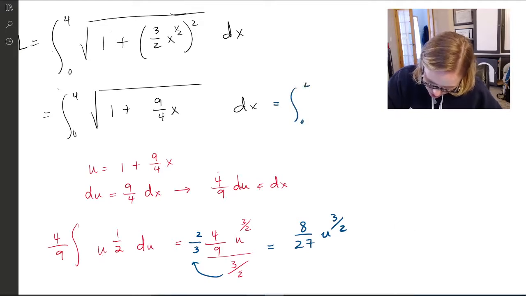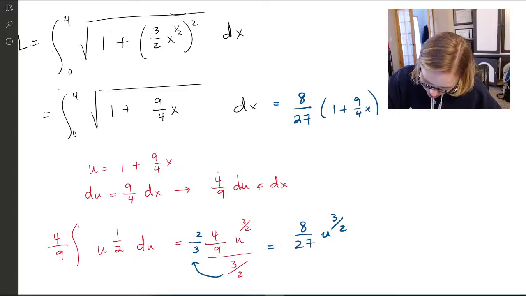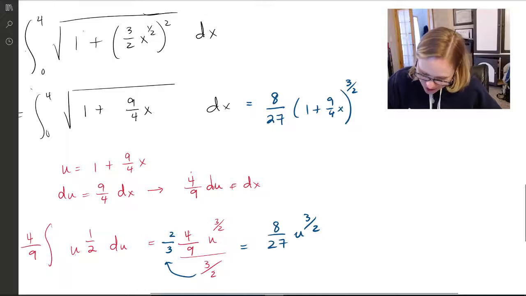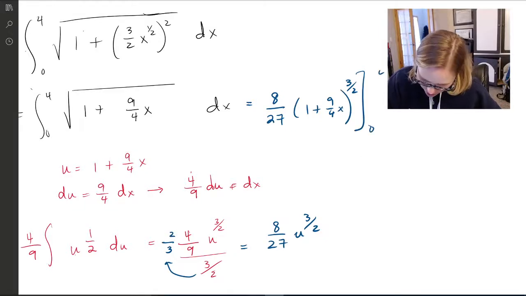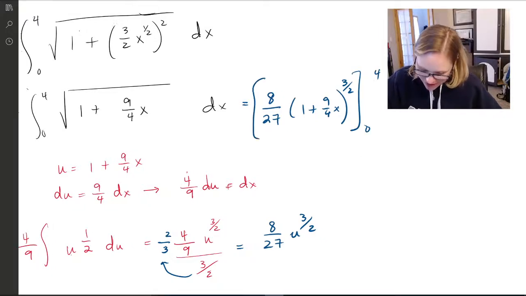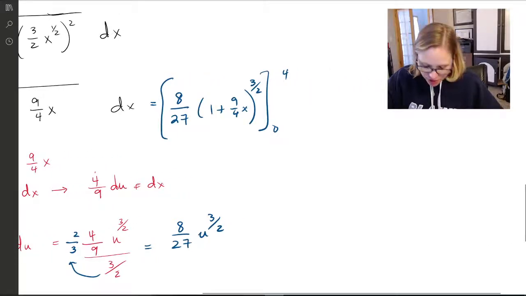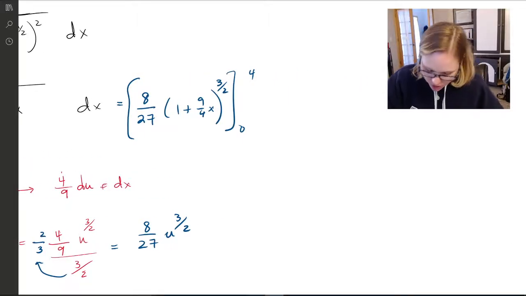The integral from 0 to 4. Actually, I'm done integrating. 8/27 times 1 plus 9/4 x to the 3/2 power. And I'm going to evaluate that from 0 to 4. Okay, getting ugly, but that's okay. We can handle this. A little bit of arithmetic.